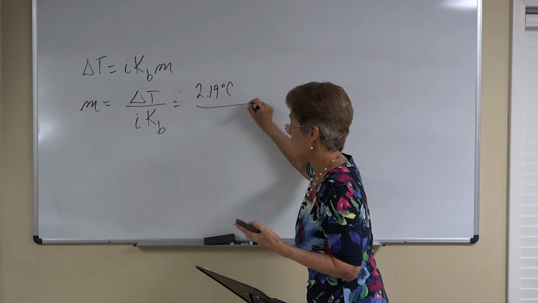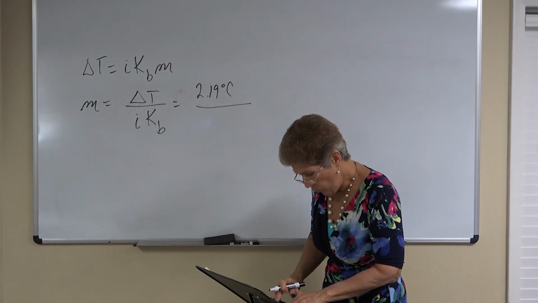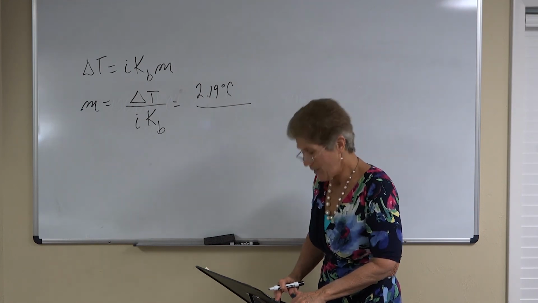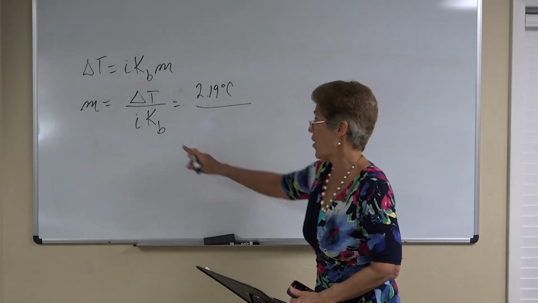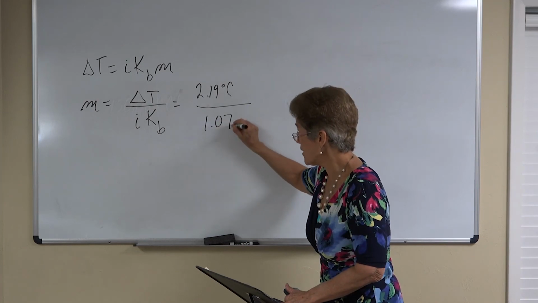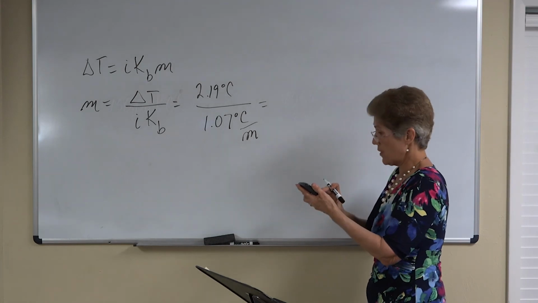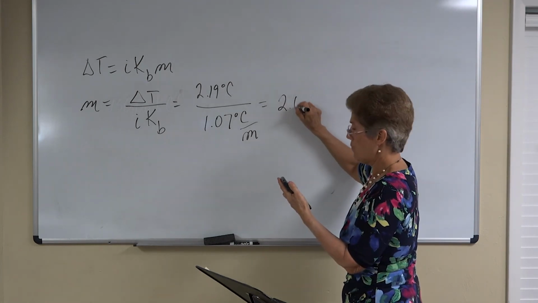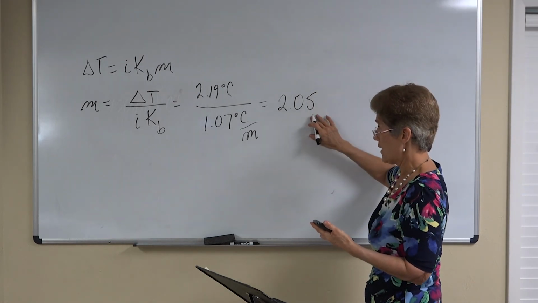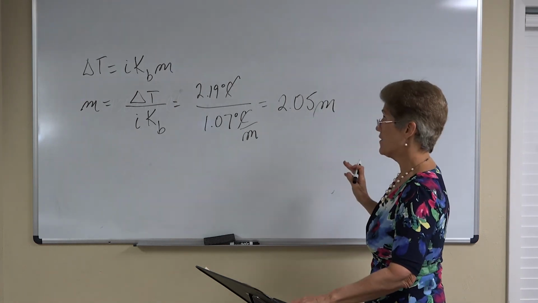Okay, divided by i. Well, now we figure out i by what we're working with, and we are working with the boiling point of ethanol and water. Ethanol is not an ionic compound, so i is going to be 1. And then the Kb we're given as 1.07 degrees Celsius per molal. And so that's going to give us, in 3 significant figures, I got 2.046, so I'm going to go 2.05. These are left, so I'm left with molality. So it's 2.05.